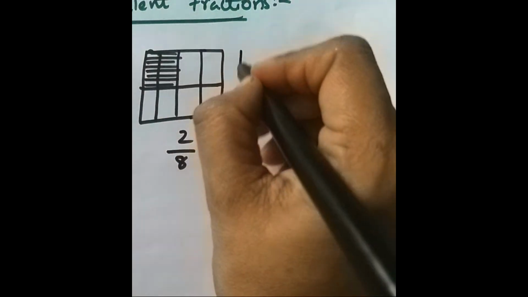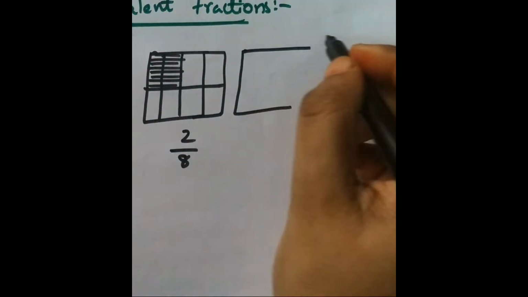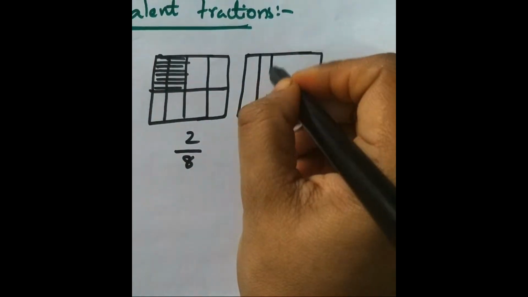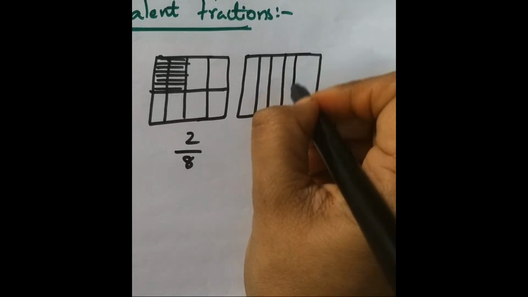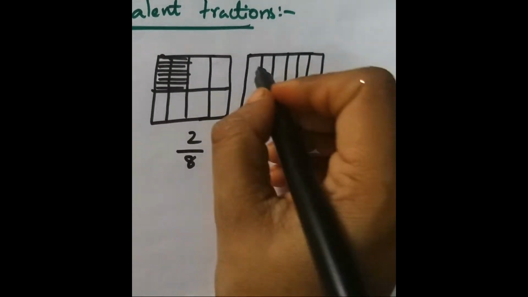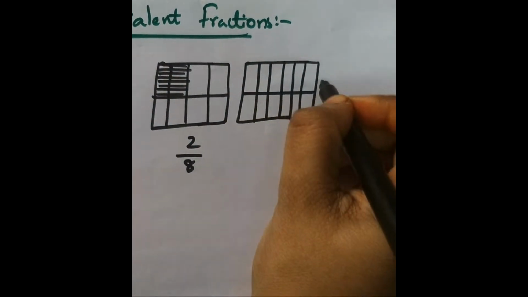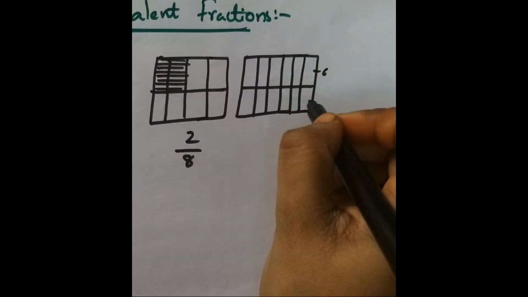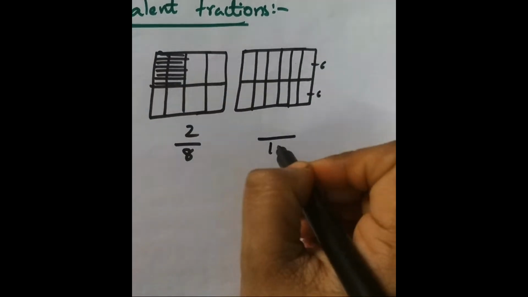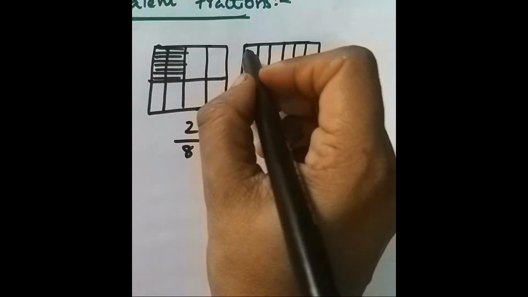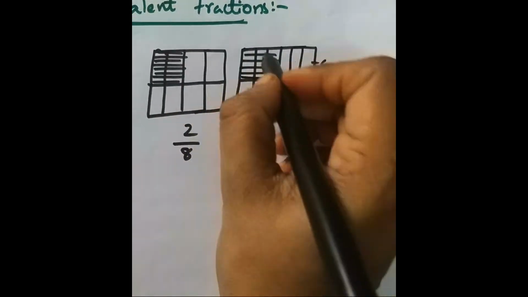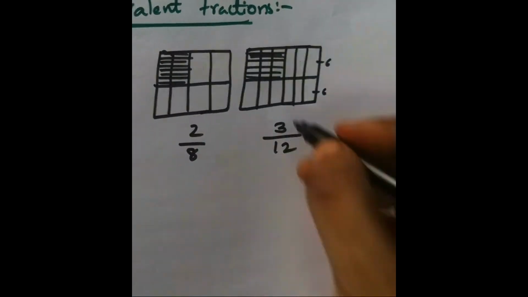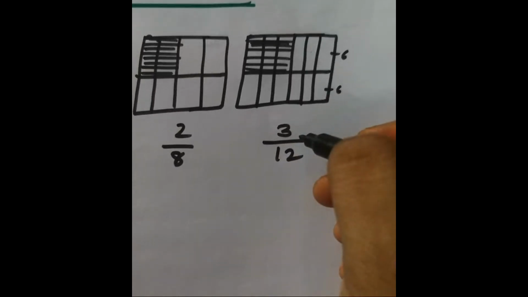Okay. Another example is, I am taking 12 parts in this. 1, 2, 3, 4, 5, 6, and the other 6. 12 parts total, and I am shading 3 parts. Okay, like this I have shaded 3 parts. So this can be written as 3 by 12.